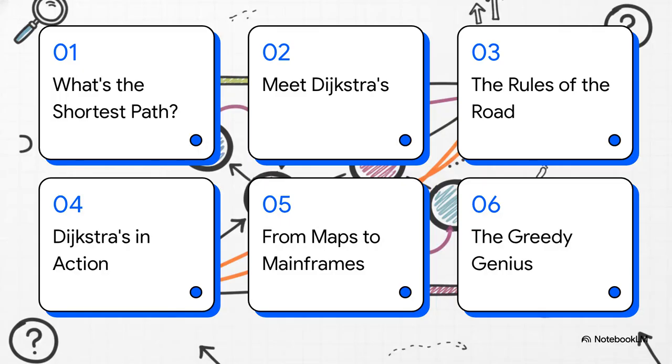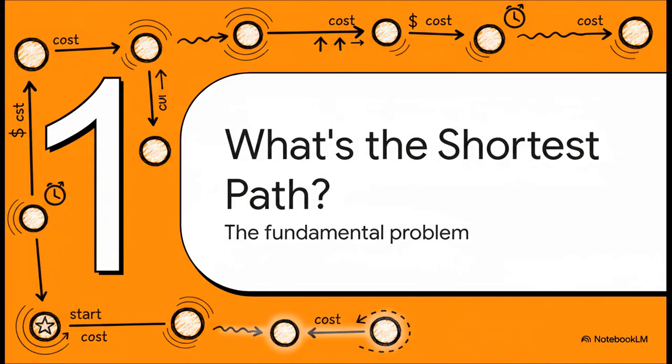So here's our game plan for today. We'll start with the basic problem we're trying to solve, introduce the algorithm and its rules, and then we'll watch it work step by step. After that, we'll see where it's hiding in the real world and unpack the one brilliant idea that makes the whole thing possible.